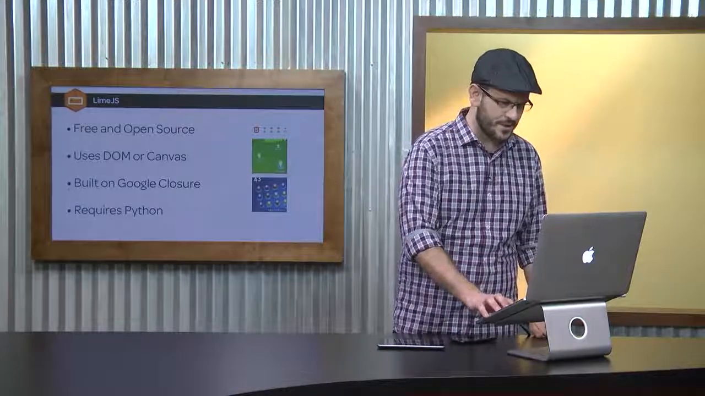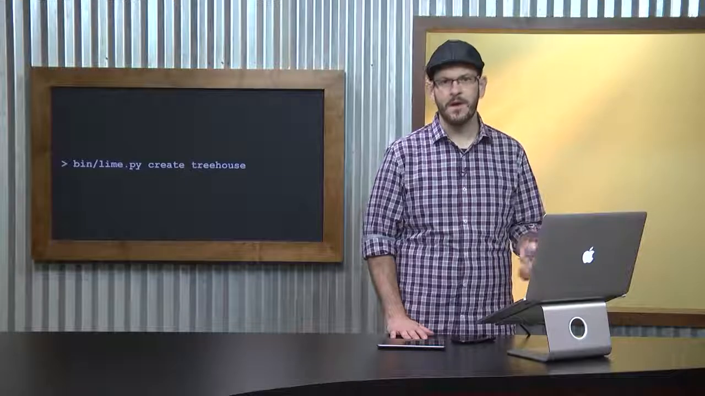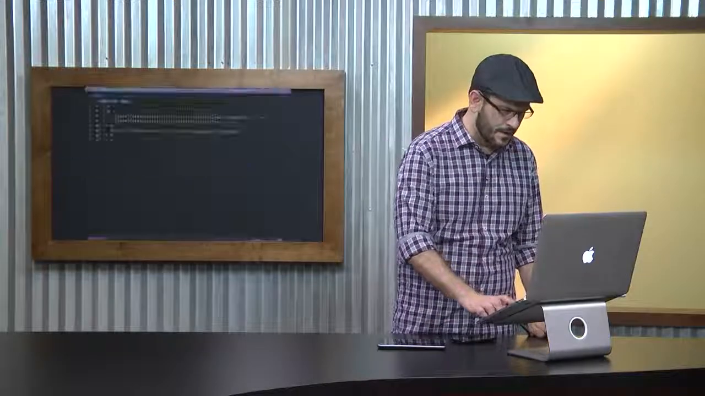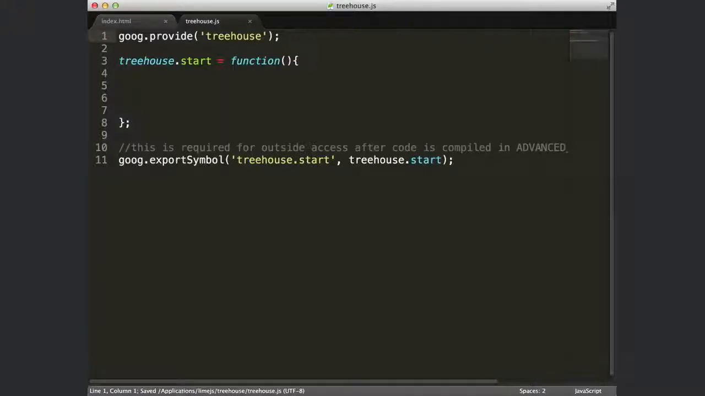Once you have Lime.js installed, you'll only need to run a command like this to create a new game. Just tell it to create the game and give it a name. It'll create an HTML file and a JavaScript file in the folders where you need it to run. The HTML file it creates will look something like this. It includes the Closure library's base file as well as a JavaScript file for your specific game. I added a little CSS just to change the styling for the background. It creates that treehouse.js file here with the few different things you need from Closure to get it up and running.